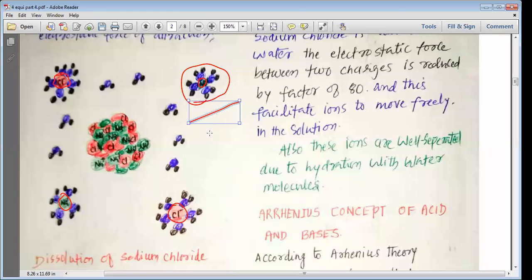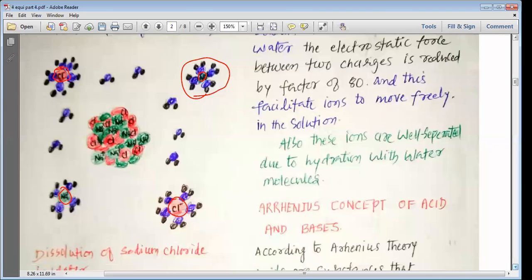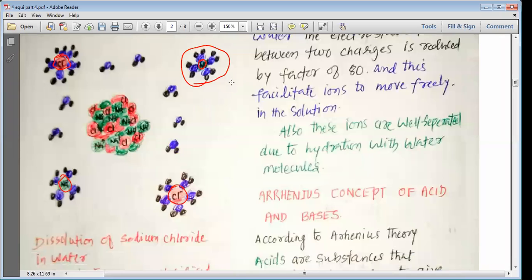And then, my dear students, we have seen that these ions are stabilized by the hydration energy. These ions are stabilized in the solution by the hydration energy, and these water molecules surround the ions, and that is what makes the ions more stable in the solution.